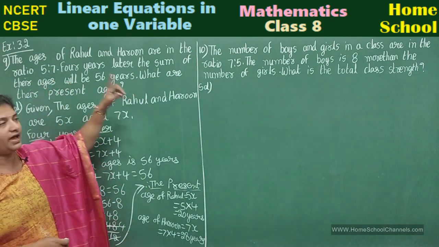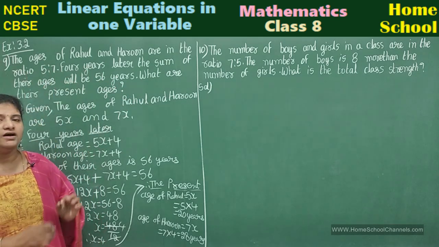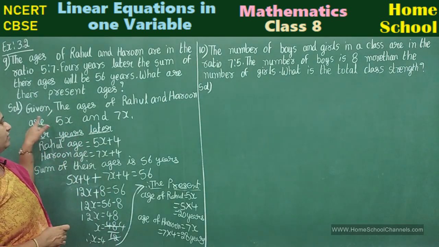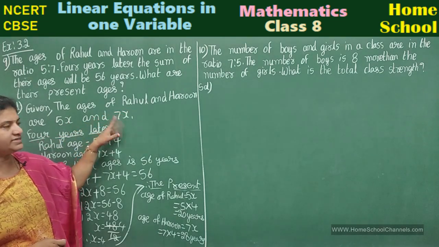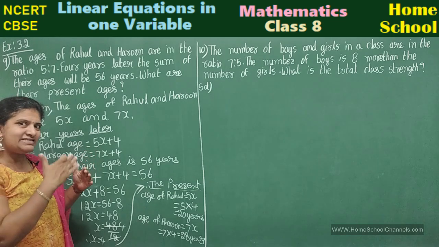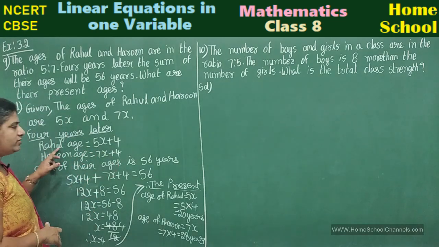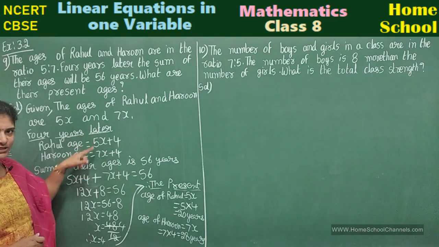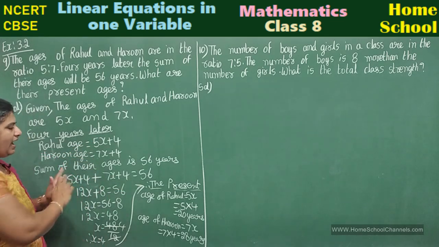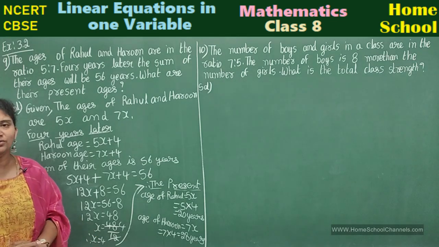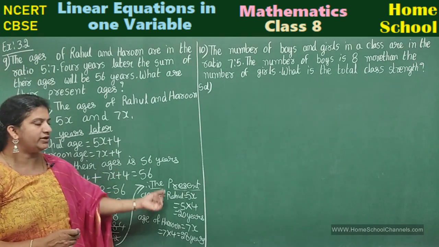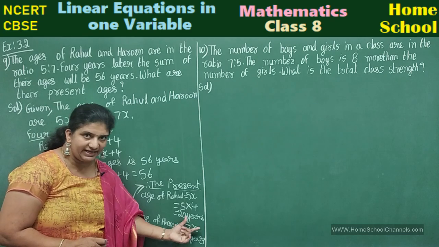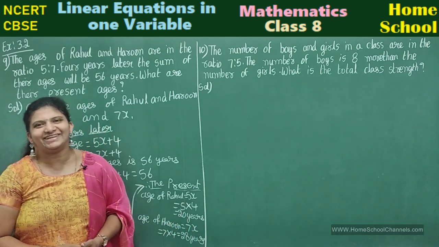The age of Rahul and Harun are in the ratio of 5 is to 7. 5 is to 7 is not the exact age. So what we need to do? We need to multiply the variable. 5x, Rahul's age. Harun's age is 7x. 4 years later means age increases by 4. Rahul's age 5x plus 4. Harun's age 7x plus 4. Sum of these two ages is equal to 56 years. Add and simplify, you are going to get x value 4. That x value substitute in Rahul's age and Harun's present age, you are going to get Rahul's age is 20 years and Harun's age is 28 years.